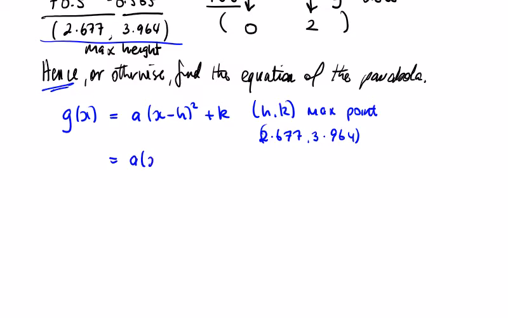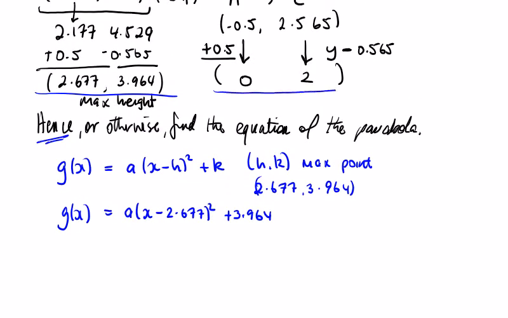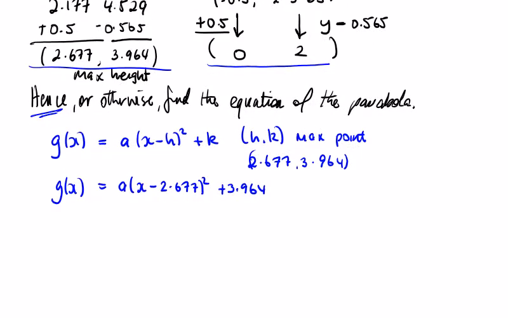A times (x minus 2.677) to be squared plus 3.964. So that's g of x. So we just need to calculate A. If we have a value for x, any other point on the curve, which we do actually here, we have the point (0, 2), we can say g of 0 is equal to 2. g of 0 equals 2.